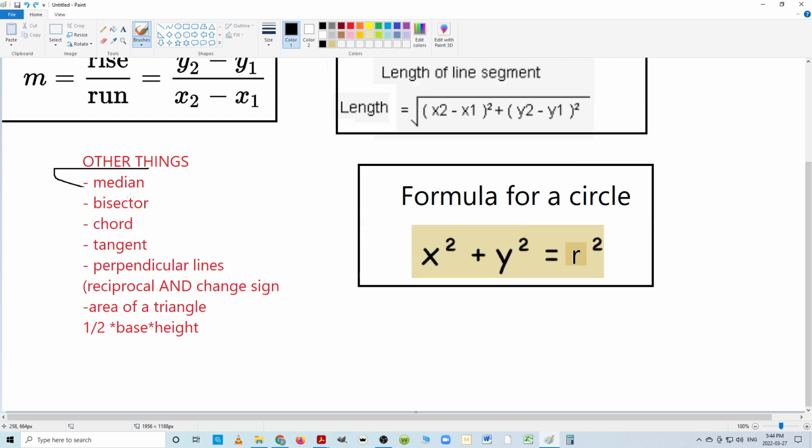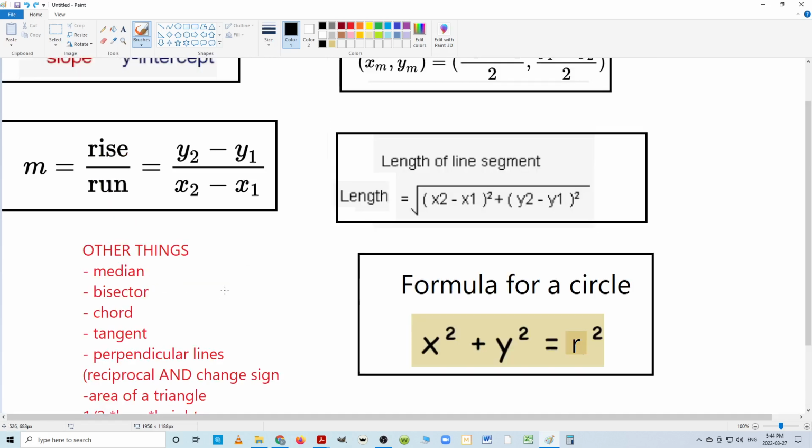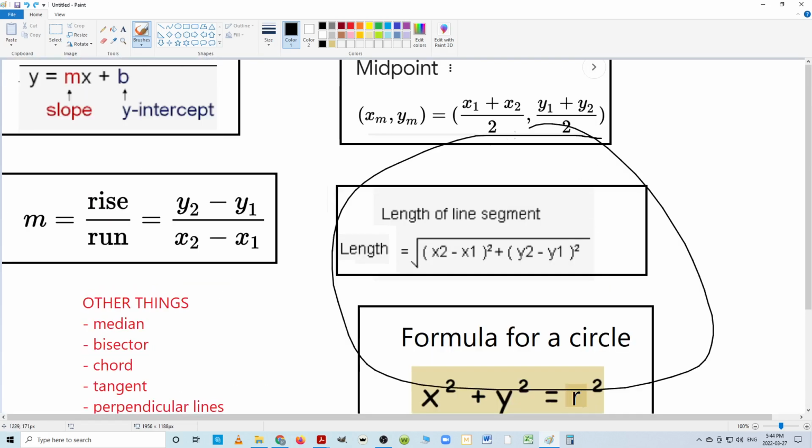You also have to remember what the median is, what the bisector is, what the chord is, what a tangent is, and how to find a perpendicular line slope. So you have to take the reciprocal and change the sign, and possibly things like the area of a triangle, which is half times the base times the height. But overall, it's going to come down to the formula.